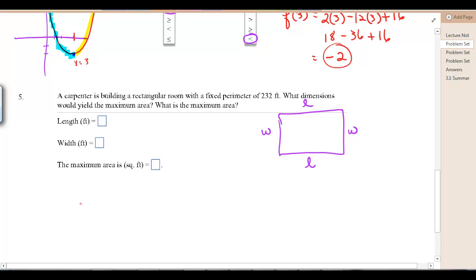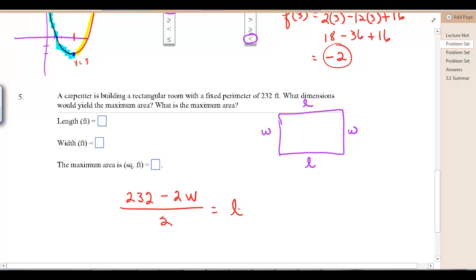All right, so all I know is that I've got 2 of these W's here, right? So if I started with 232 and I subtract 2W, that leaves me what's left to split here, right? And we divided that by 2. So now that's equal to one of my lengths.